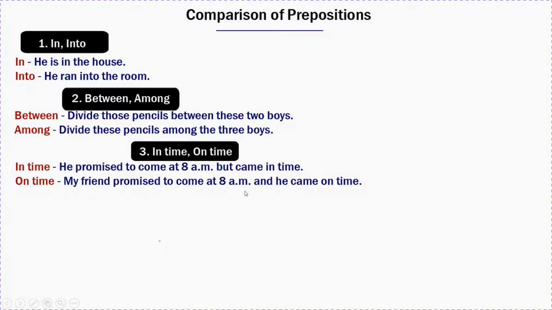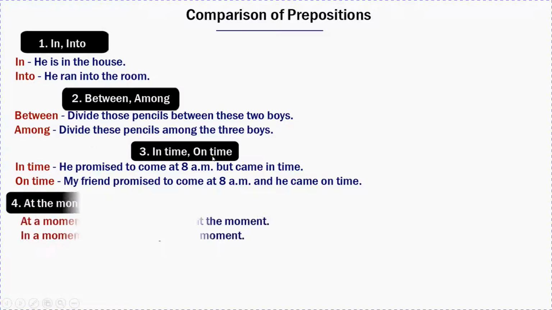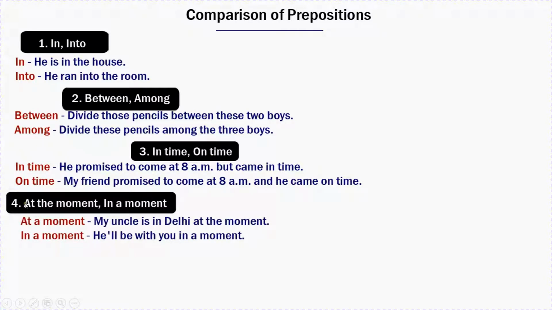And he came on time means after 2 or 3 minutes. So in time means a bit earlier and on time means a bit late. Number 4 is at the moment and in a moment. See children, at the moment means right now. And in a moment means in a very less time or a few minutes later.